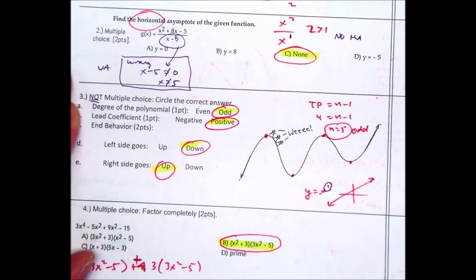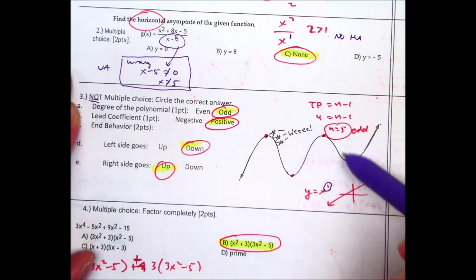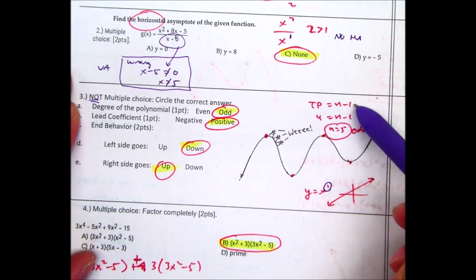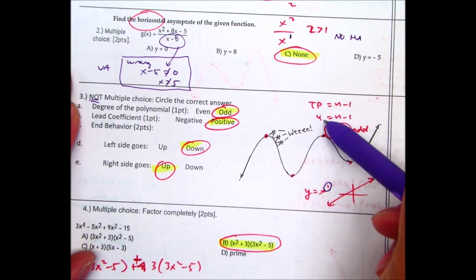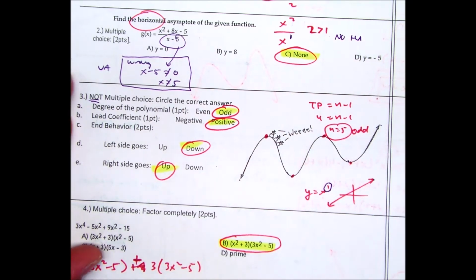Another way that you can figure that out is looking at the number of turning points. 1, 2, 3, 4. That's switching from decreasing to increasing. Turning points is equal to the number of degrees minus 1. So if I have 4 turning points and you solve for n, you'll get 5, which is also an odd.